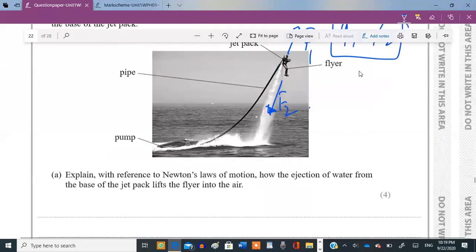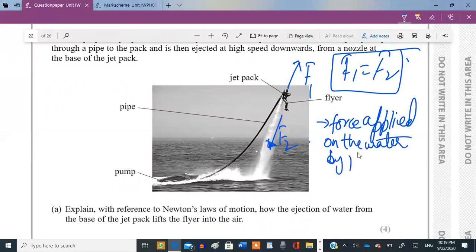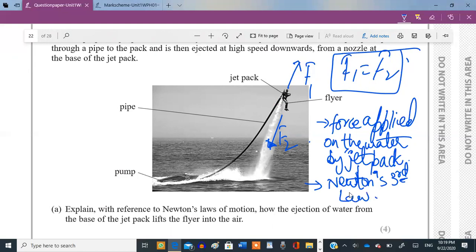Okay, so first of all, force will be applied on the water by the jetpack, right? Then what would happen? Then the water would exert an equal and opposite force back on the jetpack. And according to which law? According to Newton's third law. According to the third law, water will apply an equal and opposite force.